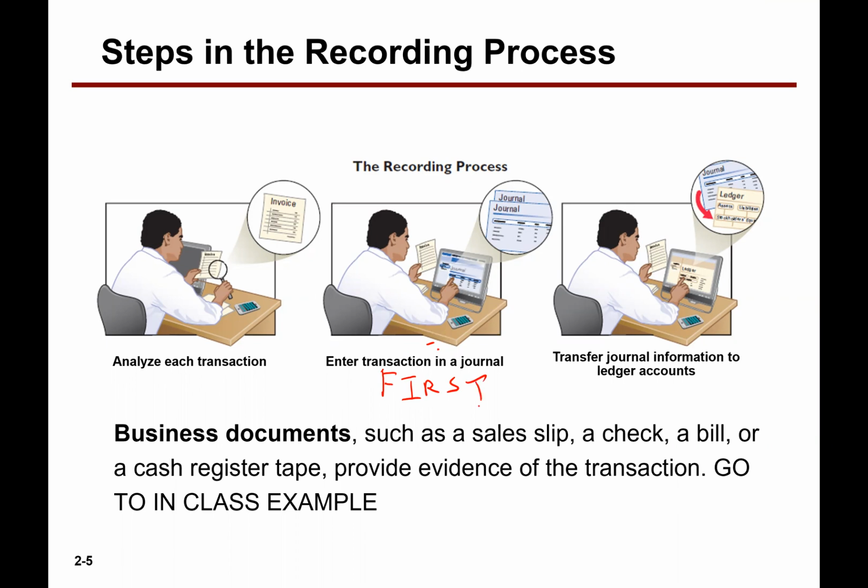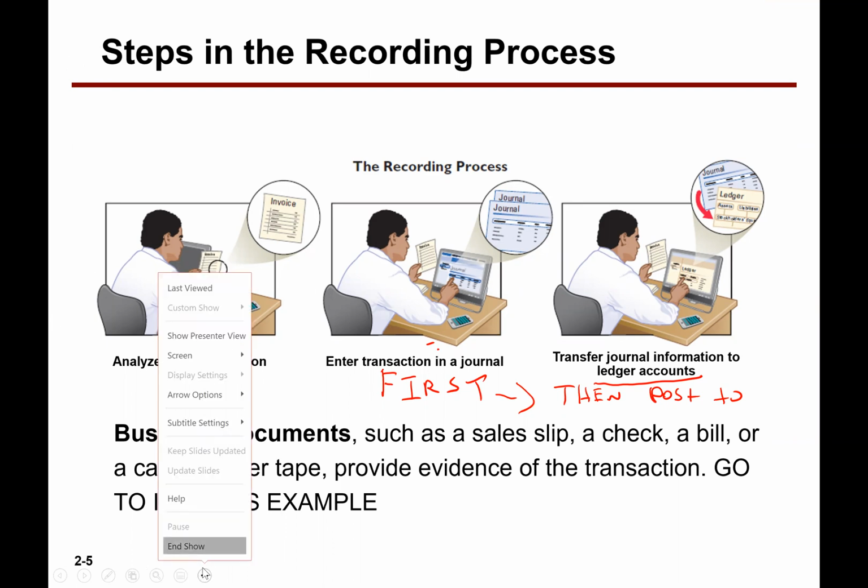First, we enter the transaction into the journal, and then we do what? Then we post to the ledger accounts, okay? And that was really what we were doing in that exercise that we were talking through. And that whole process of going from the journal and then posting to the ledger is a very mechanical process.